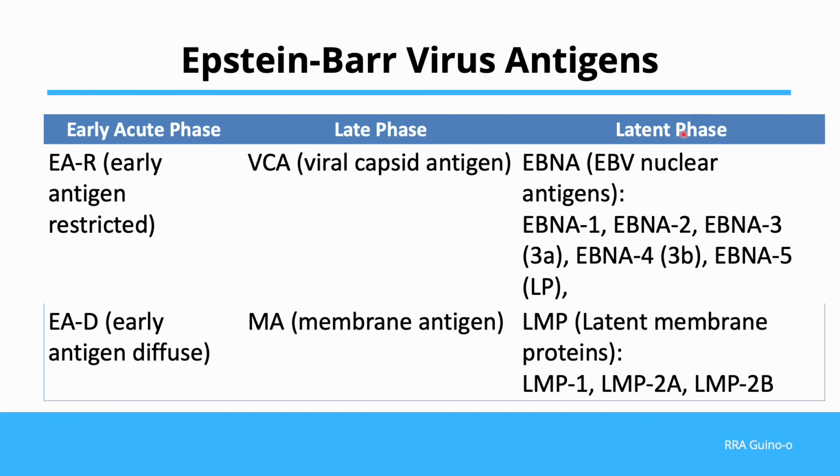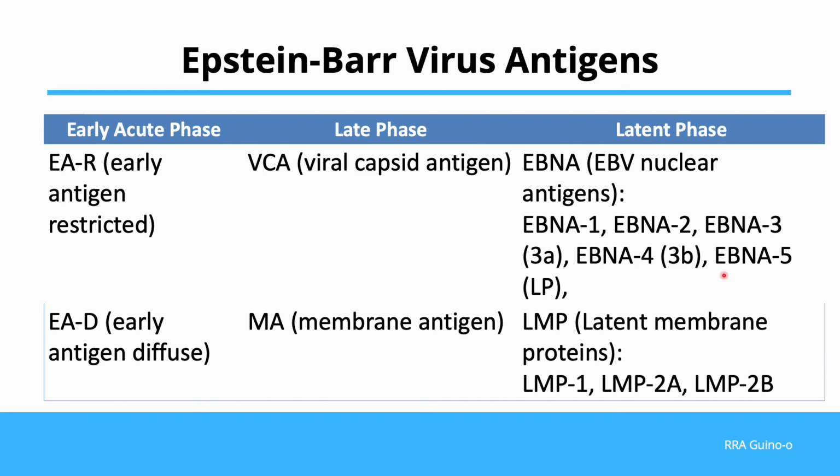Lastly, we have the latent phase antigens. In the latent phase, Epstein-Barr virus becomes dormant in our B cells, so the only antigens that our immune system encounters are your EBNA. This is your EBV nuclear antigens, or antigens to the genetic material of your EBV, for which there are 5 subtypes. First, EBNA 1, then 2, 3, 4, and 5. Alternatively, EBNA 3 is also known as 3A, EBNA 4 is known as 3B, and EBNA 5 is known as LP.